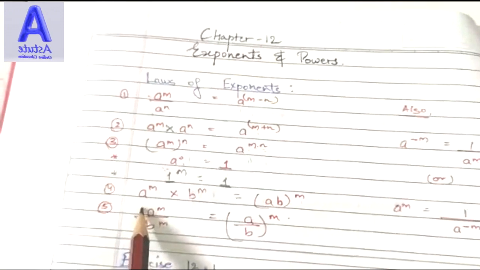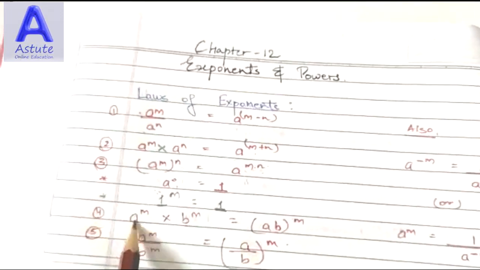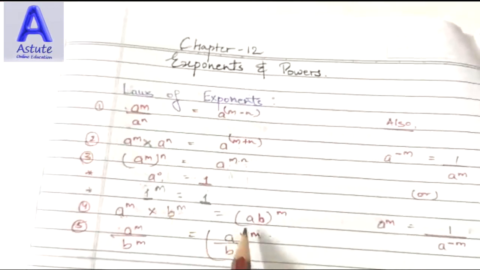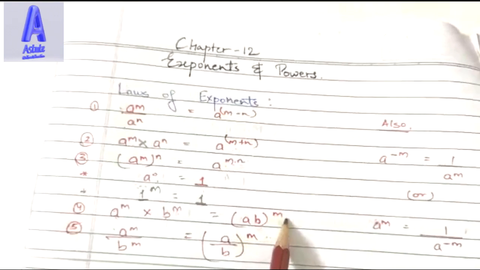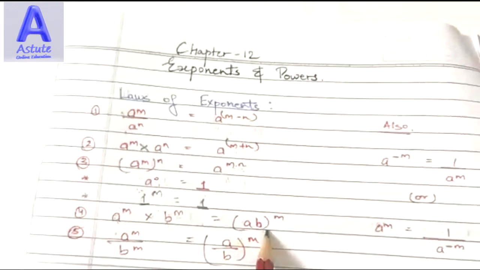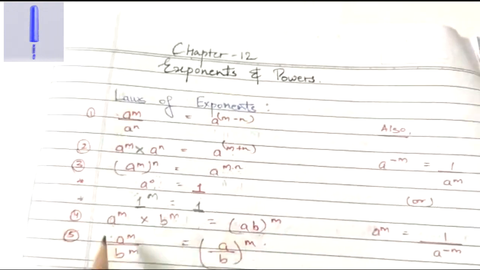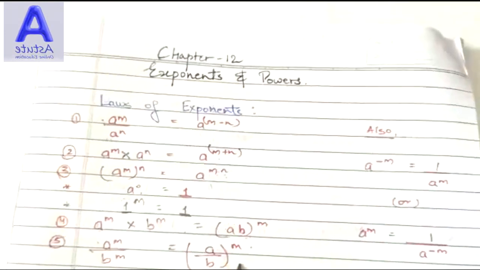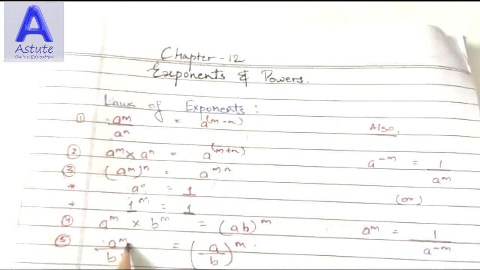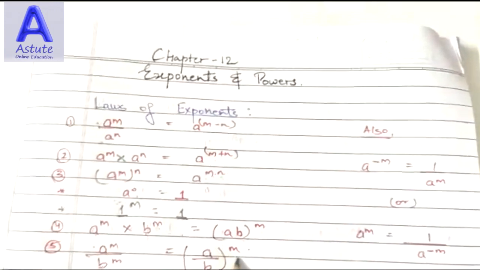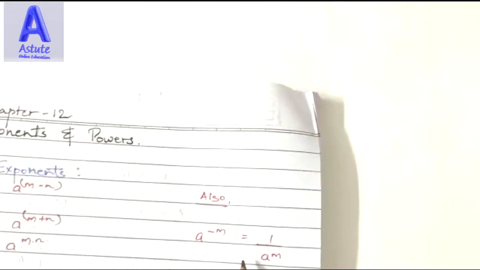Now let's talk about cases where the bases are different. Here you can see the bases are different, a and b, but the power is the same. So you can simplify it by multiplying the bases, then raising it to the power. So a to the power m into b to the power m gives you a into b whole to the power m. Similarly, in case of division, you can do the same. When the bases are different but the power is the same, we can simplify it. A raised to the power m divided by b raised to the power m gives us a by b whole to the power m.